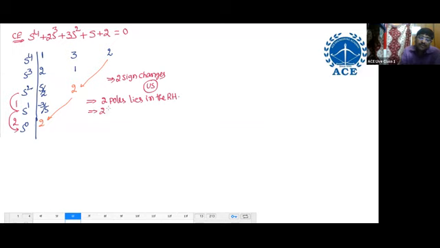So two poles lie in the left. Two poles right, two poles left. Next question.